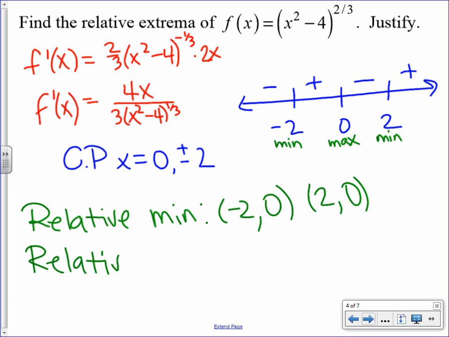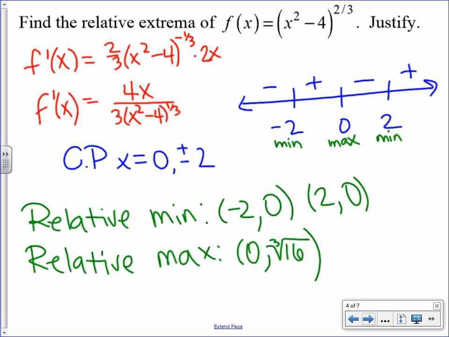Relative maximum at 0, negative 2.5, to 0. Okay, let's talk about this. So 0 minus 4, to the 2/3, so negative 4 times the cube root of 16. And this is a relative max because the derivative is changing from positive to negative. Excellent.